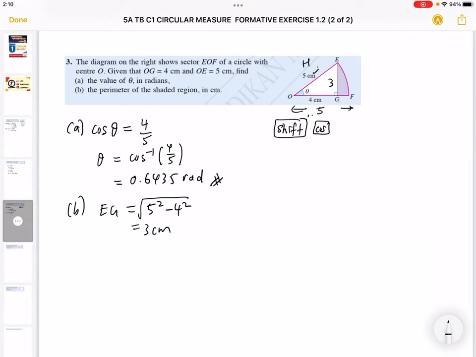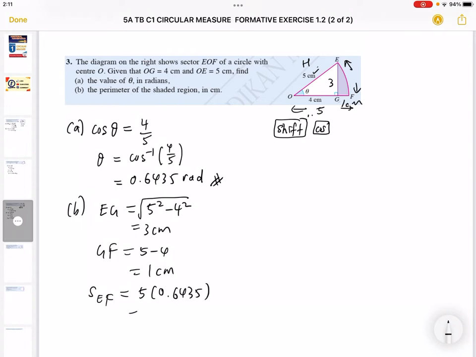So we can find GF. GF will be 5 minus 4, the difference is 1 cm. So this part is 1 cm. I just have to add the length of arc EF. Okay, I'm going to write here separately. Length of arc EF equals r theta. My r is 5. Theta is 0.6435.